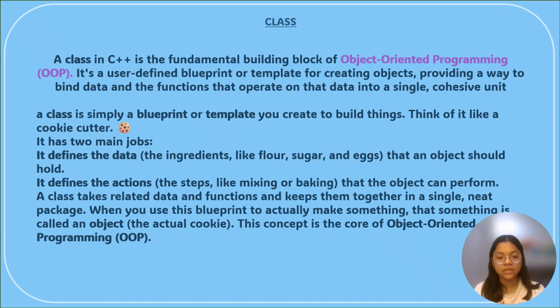That is, it defines the data, like the ingredients of the cookie, such as flour, sugar, eggs, that an object should hold. Then it defines the actions to be performed on the object, like mixing and baking. So basically, a class relates that data and those functions, keeping them together in a single unit or a single package. And when we use this blueprint to actually make something, that something is called an object. That is the actual cookie. So the class is the core part of OOP.